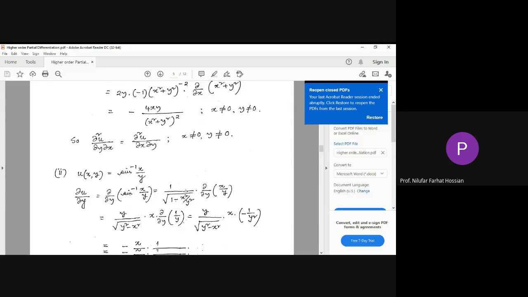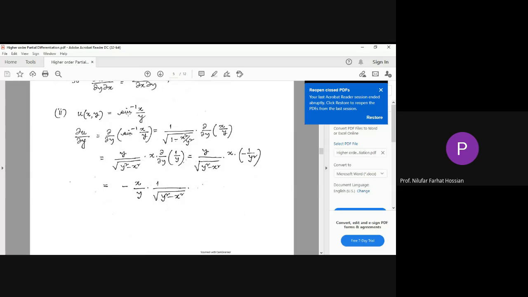So let us do the same thing for this function, sine inverse x by y. So at first we perform the differentiation with respect to y. Del u by del y. So del y of sine inverse x by y.